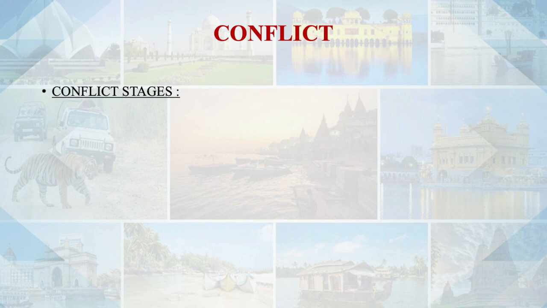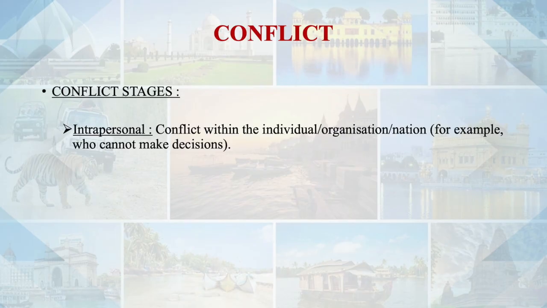So what are the different conflict stages? The first is intrapersonal, means conflict within. This within means it can be within an individual, within an organization, or within a nation also. Means in that kind of position when one cannot make a decision. Conflict of opinion, when there is a conflict of opinion inside an individual, or conflict of understanding on perceiving the situation. So it's a kind of intrapersonal conflict.